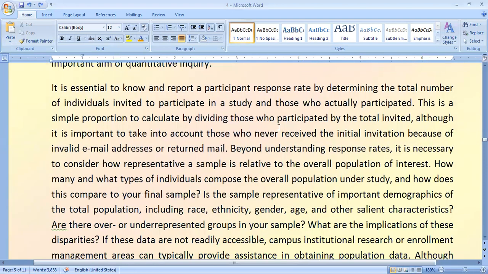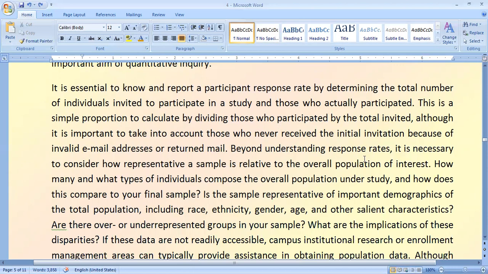It is essential to report the participant response rate by determining the total number of individuals invited to participate in the study and those who actually participated. This is a simple proportion to calculate, dividing those who participated by the total invited, though it is important to take into account those who never received the initial invitation because of invalid email addresses or returned mail.